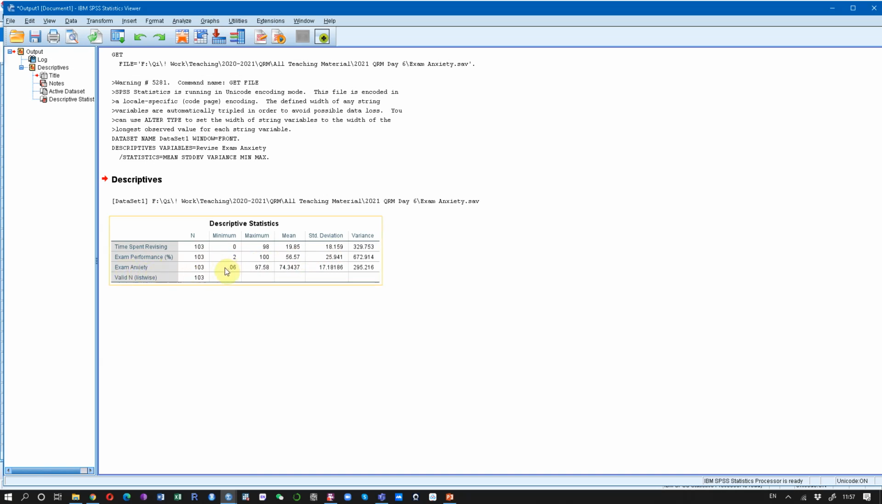Exam anxiety, it actually ranged from 0.06 all the way to 97.58. So it might be on a percentage scale, or it's just a scale of 0 to 100. I'm not entirely sure, but again, that's okay. It's perfectly fine for us.